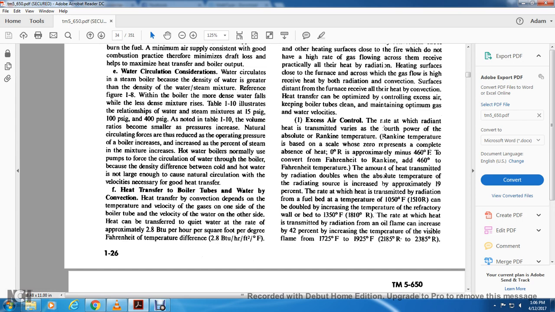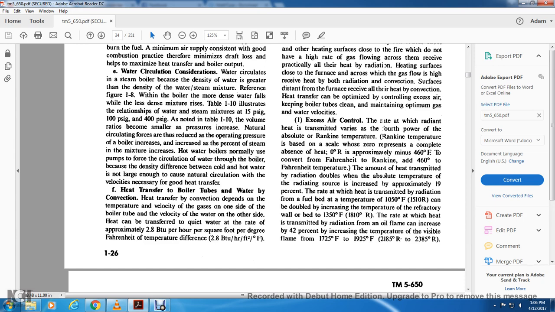The amount of heat transmitted by radiation doubles when the absolute temperature of the radiant source is increased by approximately 19%. The rate at which heat is transmitted by radiation from fuel at a temperature of 1050 Fahrenheit, or 1510 Rankine, can be doubled by increasing the temperature of the refractory wall to 1350 degrees Fahrenheit, 1810 Rankine.